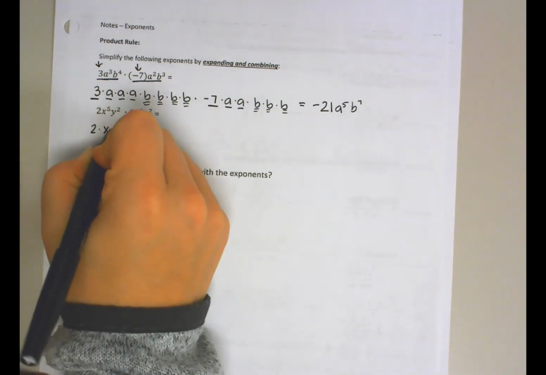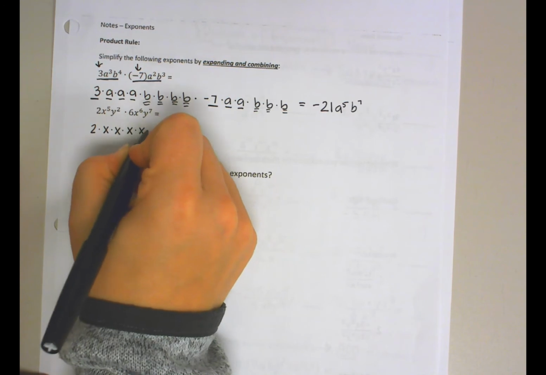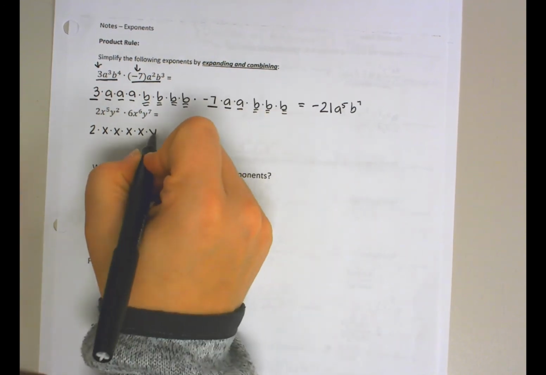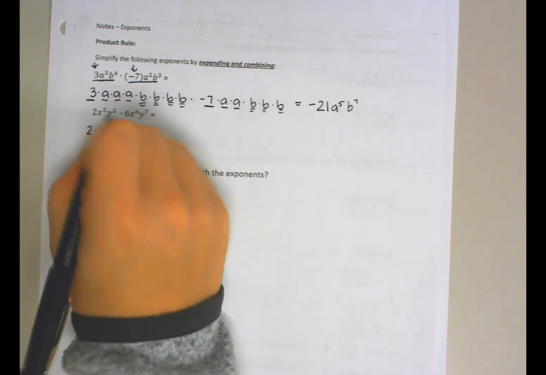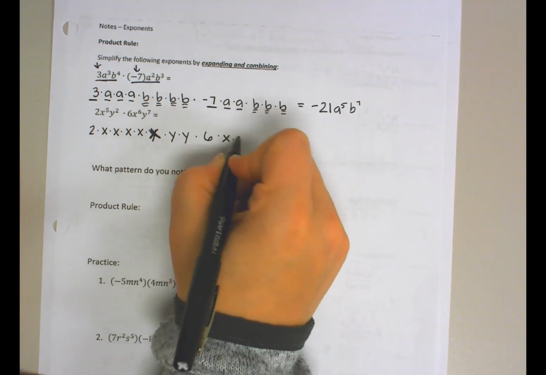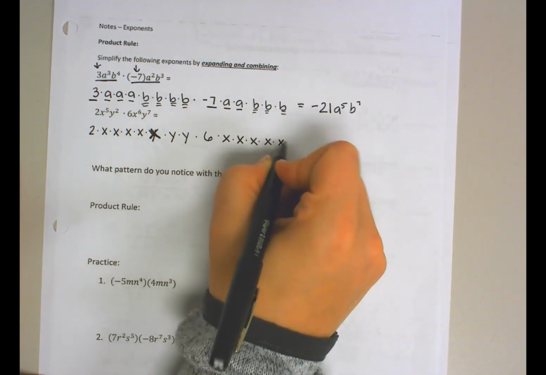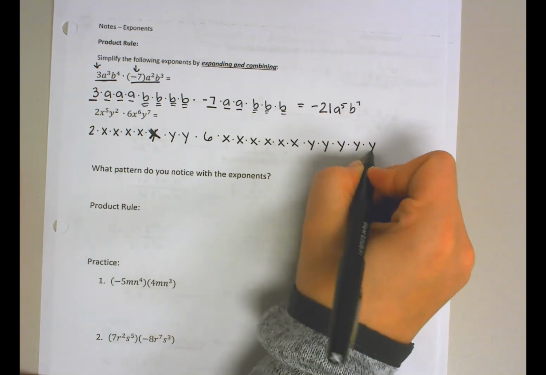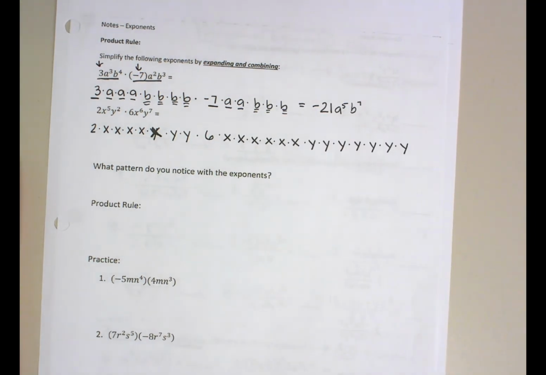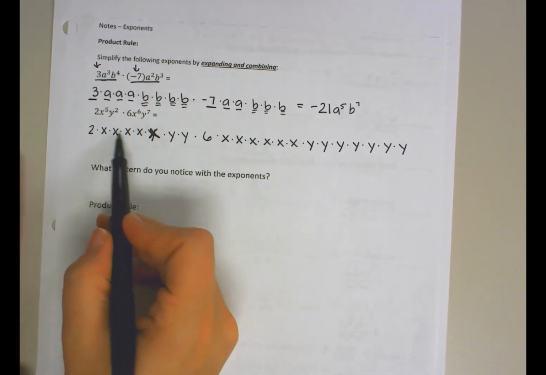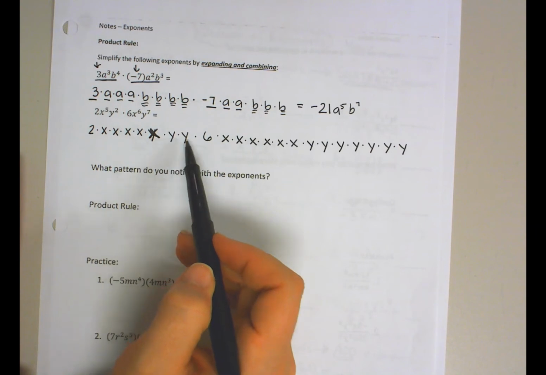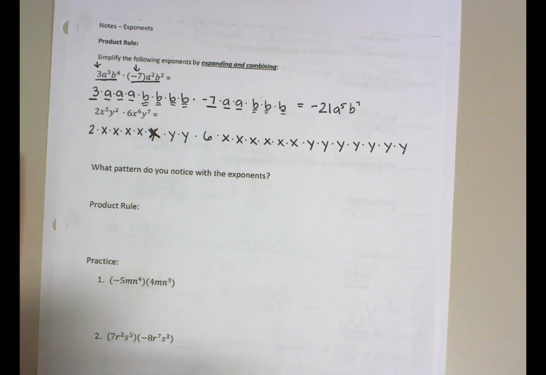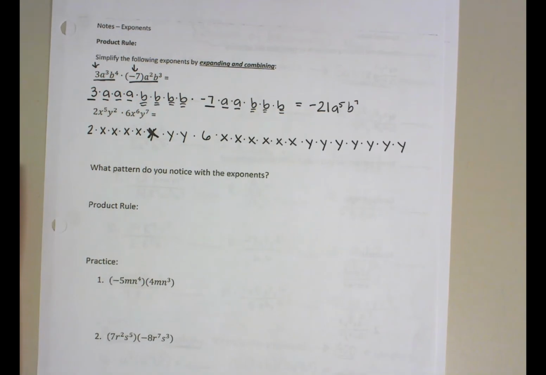So I have 5 x's. 4, 5. Oops, that's a y. And then I have 2 y's. And then in my other term, I have 6 x's, 2, 3, 4, 5, and 7 y's. So I expanded these two terms out, right? X to the 5th means I multiplied x together 5 times. Y to the 2nd means I multiplied y together 2 times.